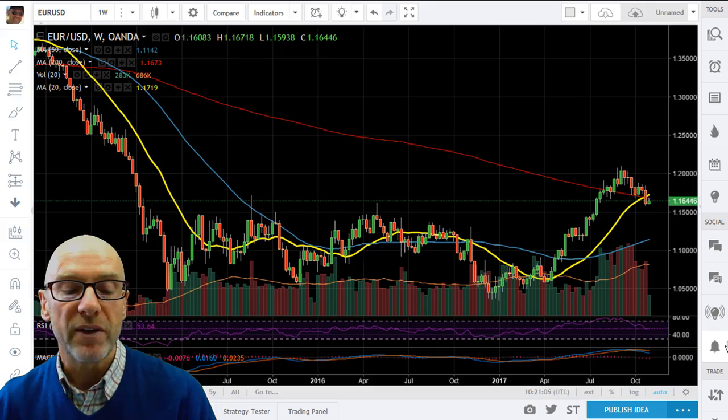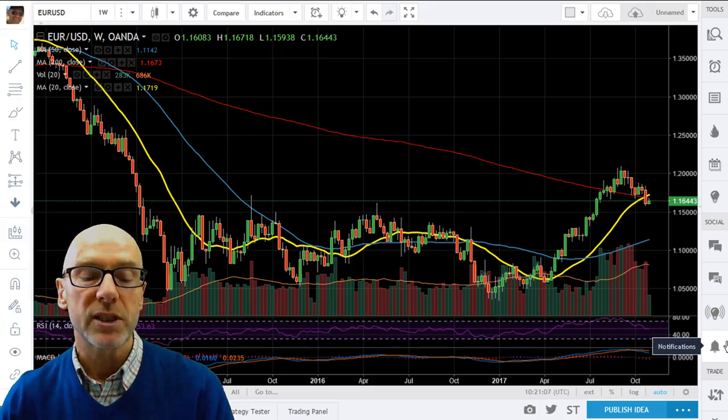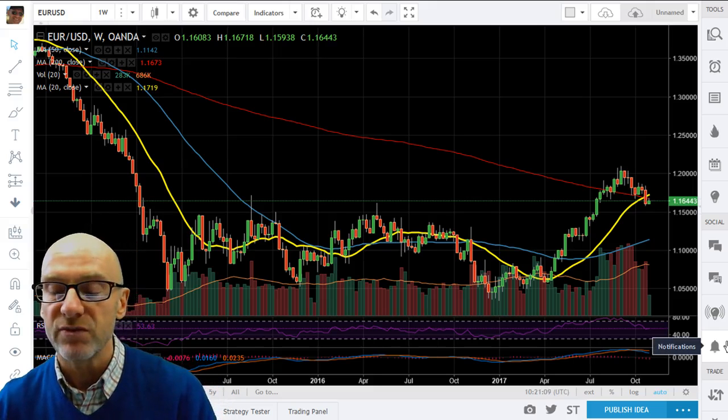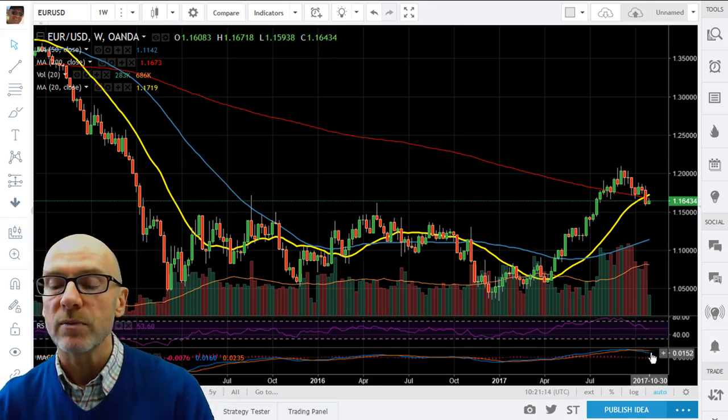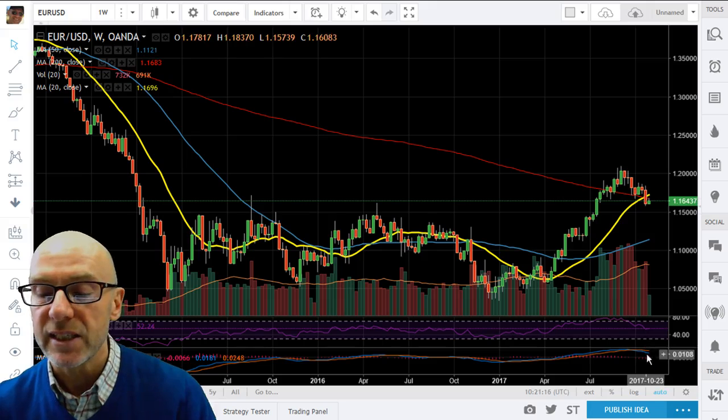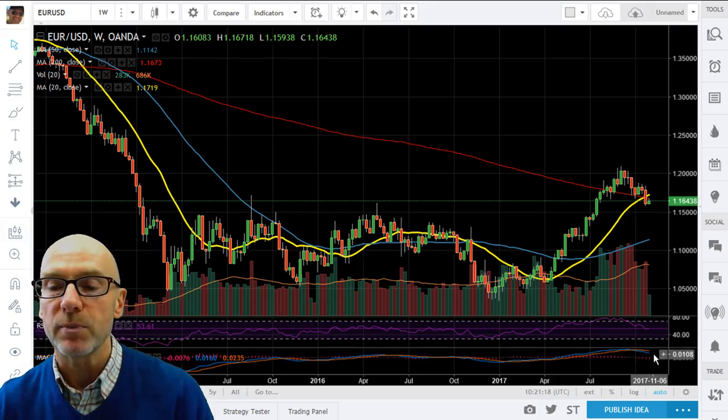We're still above 50. The RSI is presently 53.64, but the MACD are rolling down, so are indicative that the upside momentum has been lost.